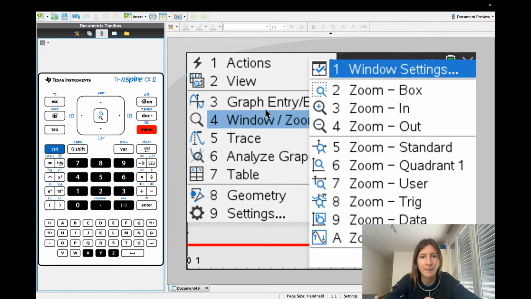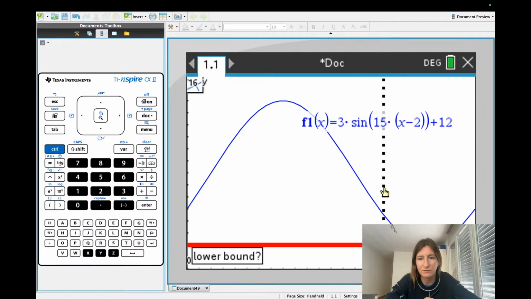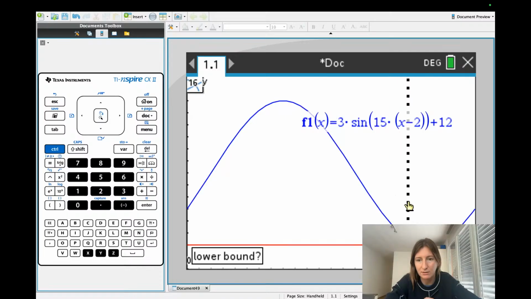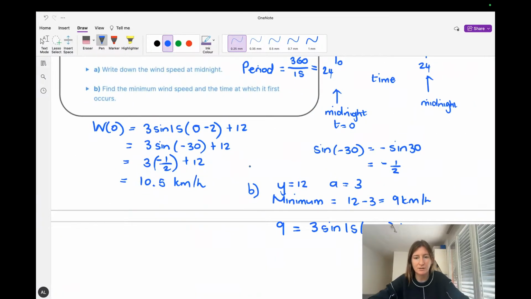So I'm going to do menu, analyze graph, and I want the intersection of these two, and I've just got to zone in on a value. There we go. And that gives me 20. See 9 there, we already knew when it equals to 9. So 20. So the answer here is T equals 20 hours after midnight. That is 8 o'clock. 20 hours after midnight.